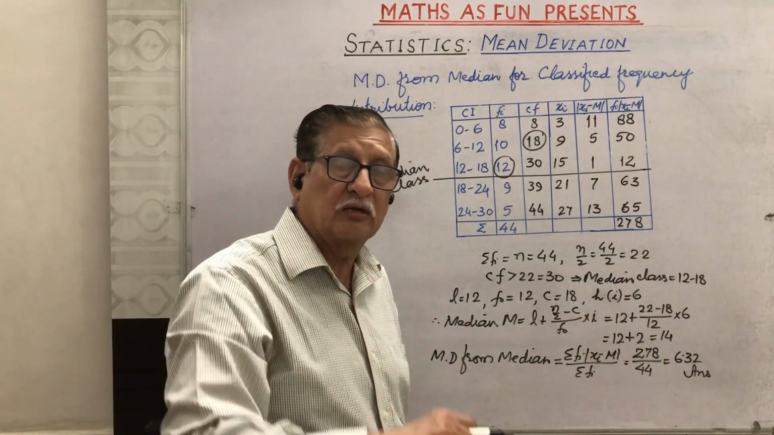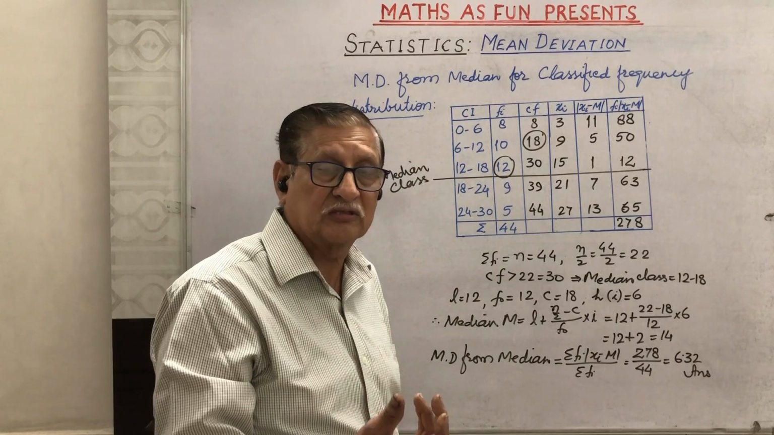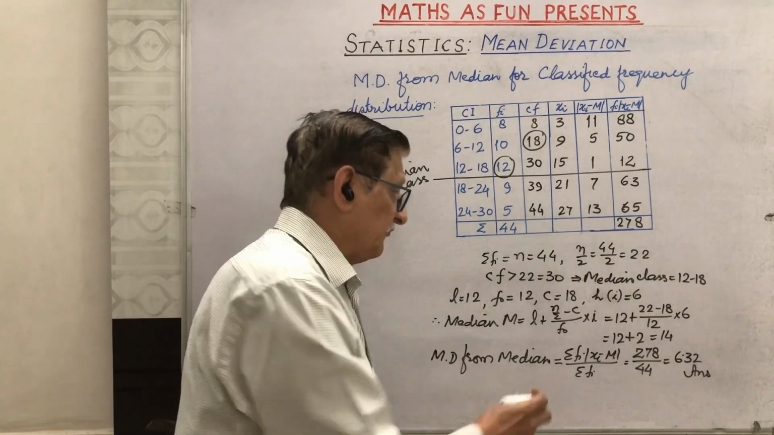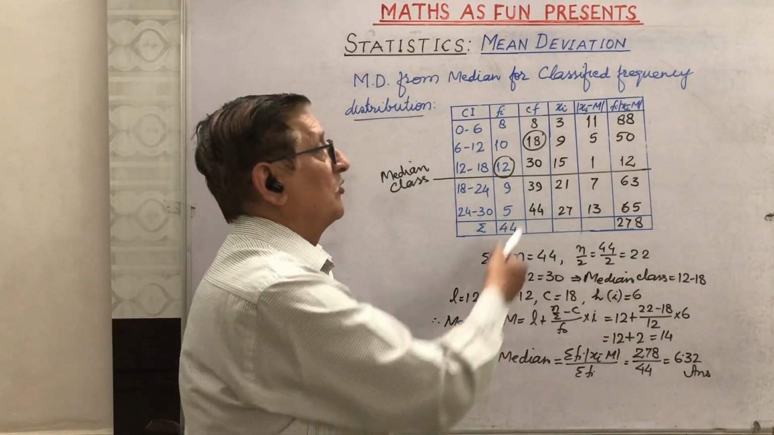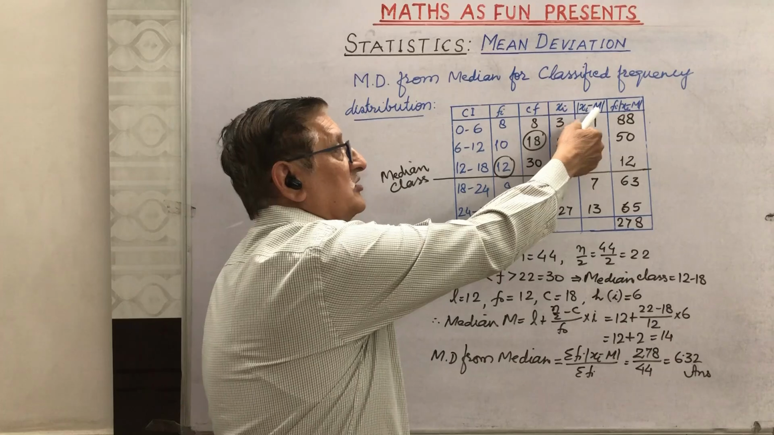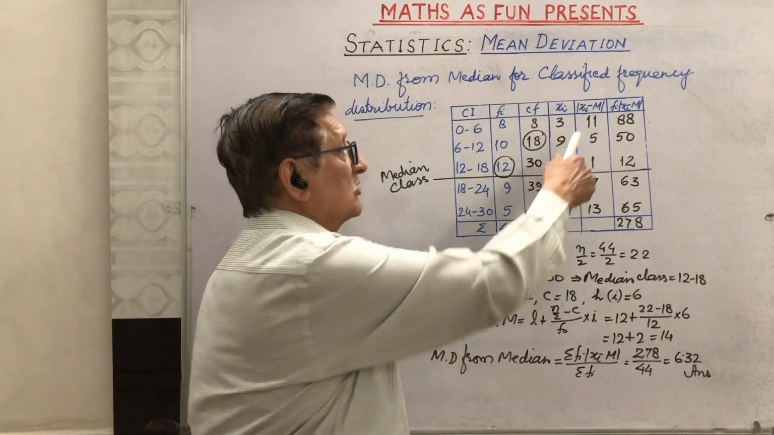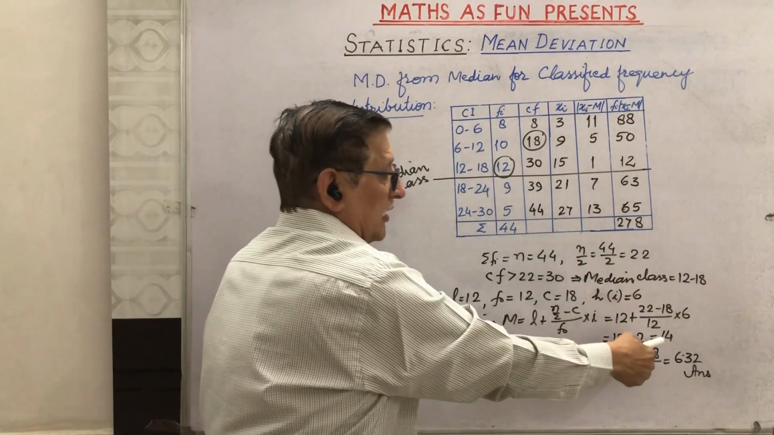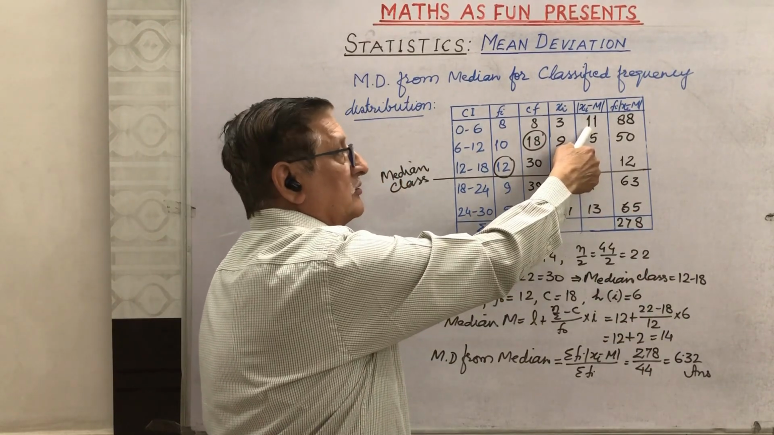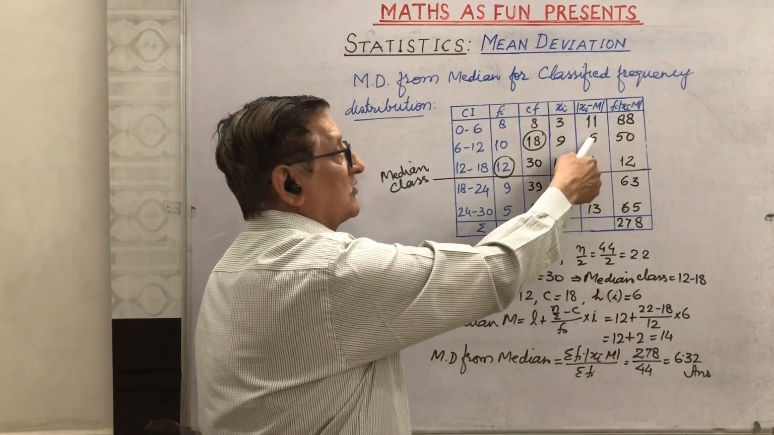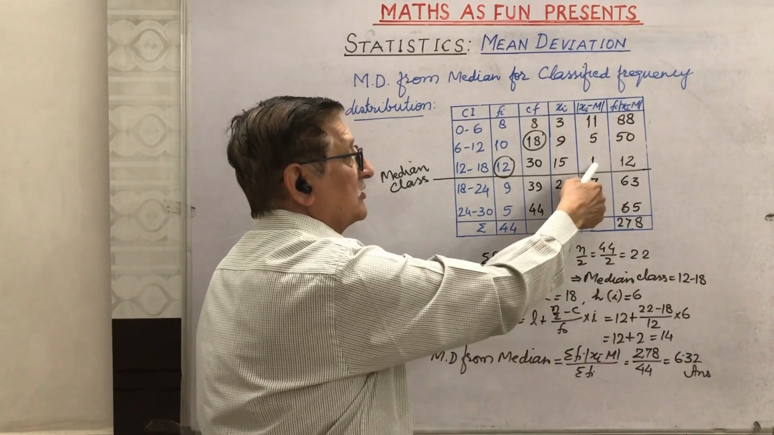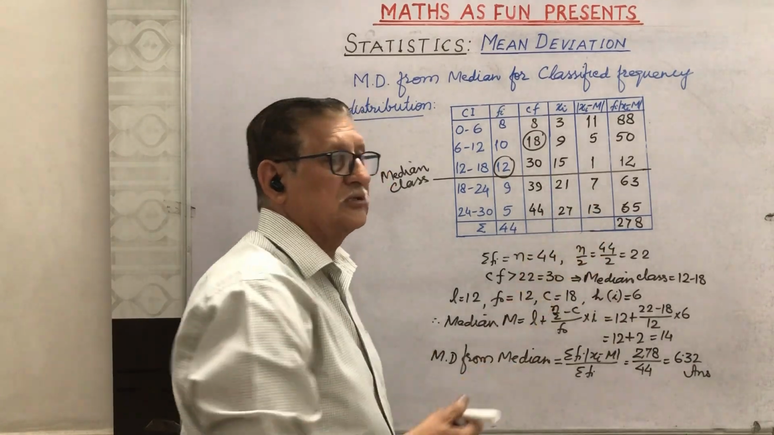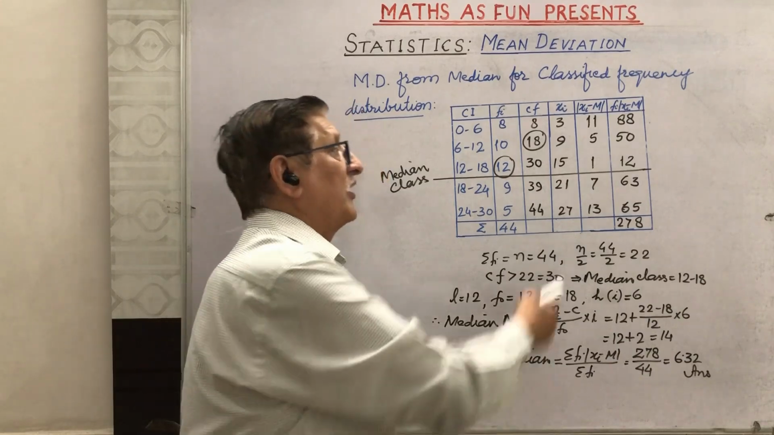Actually, we have already learned how to find out the mean and median of the classified distributions in the previous videos. After finding the median, we have to go for the deviation of each data from the median. And the modulus deviations here are coming as 3 minus 14, that is 11. 9 minus 14, that is 5. 15 minus 14, that is 1. 21 minus 14, that is 7. 27 minus 14, that is 13.